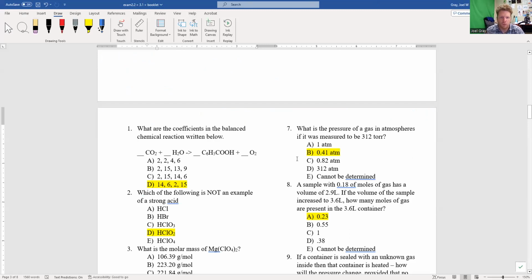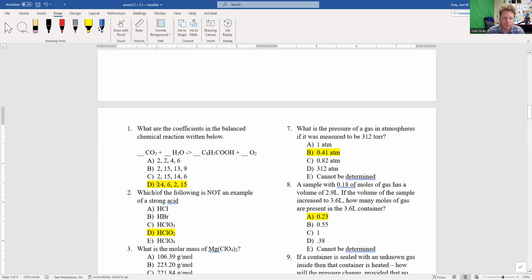Okay, question number 2. Which of the following is not an example of a strong acid? And I'm going to be doing this all the while that I'm filling this out. Chem. So I'm filling out my answer key so that I code it correctly. 1, 3, 3, 5. Question number 1, the correct answer is D.